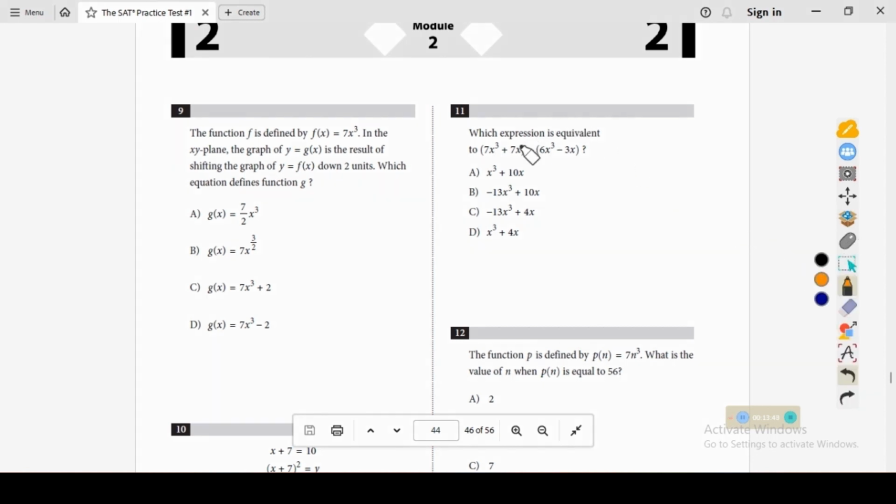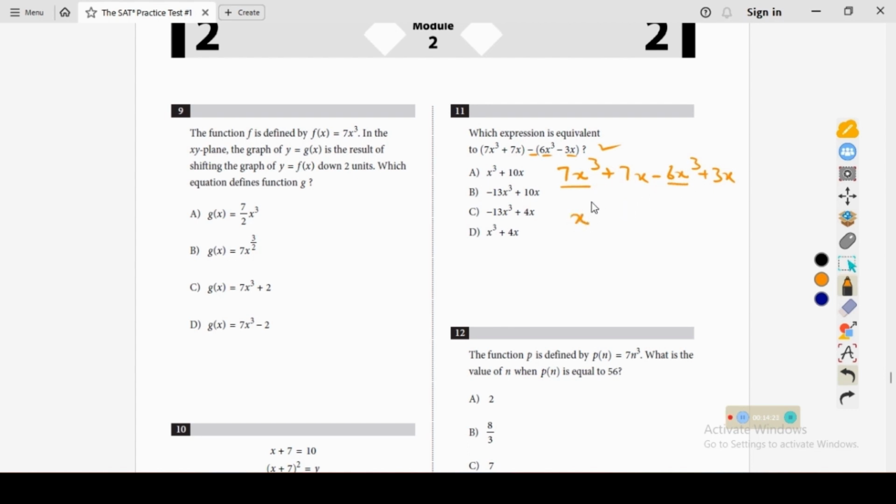In question number 11, which expression is equivalent to 7x cube plus 7x minus 6x cube minus 3x? Just solve this expression. It becomes 7x cube plus 7x. Just multiply this negative sign with both of the terms of this expression. So it becomes minus 6x cube plus 3x. Just by solving this equation, it becomes 7x cube minus 6x cube.